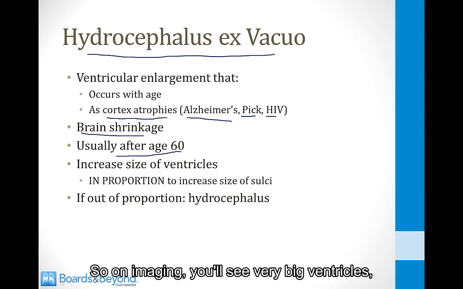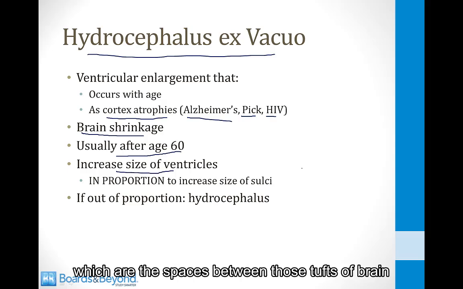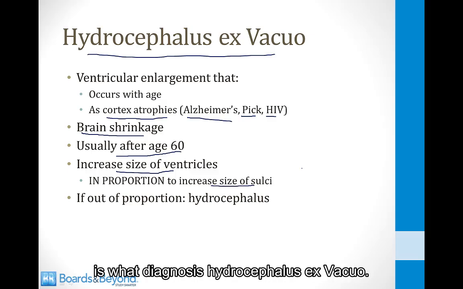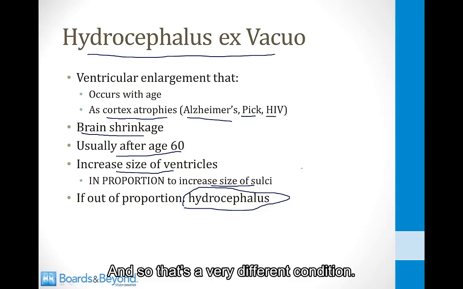So on imaging, you'll see very big ventricles, but you'll also notice that the sulci, which are the spaces between those tufts of brain, will also be very big. So ventricular increase in size in proportion to the size of the sulci is what diagnoses hydrocephalus ex vacuo. If the sulci of the brain look normal but the ventricles are big, then you're dealing with hydrocephalus, and so that's a very different condition.